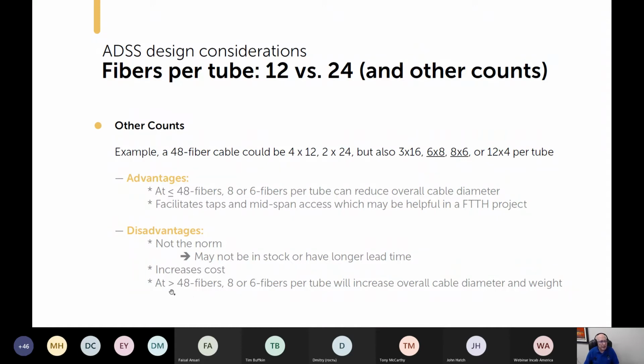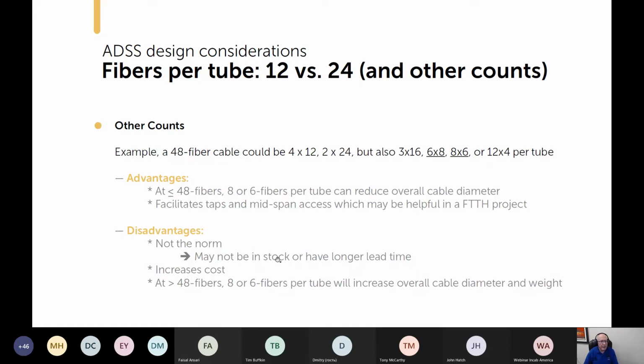Obviously, that begins to work against you pretty much above 48 fibers, but the 8 or 6 fiber construction can facilitate taps, mid-span access, and it coordinates very well with a lot of fiber to the home network architectures that are used today. But it's not the norm. This is a little bit of an example of the chicken and the egg phenomena, that if more people were using it, it would be more readily available.